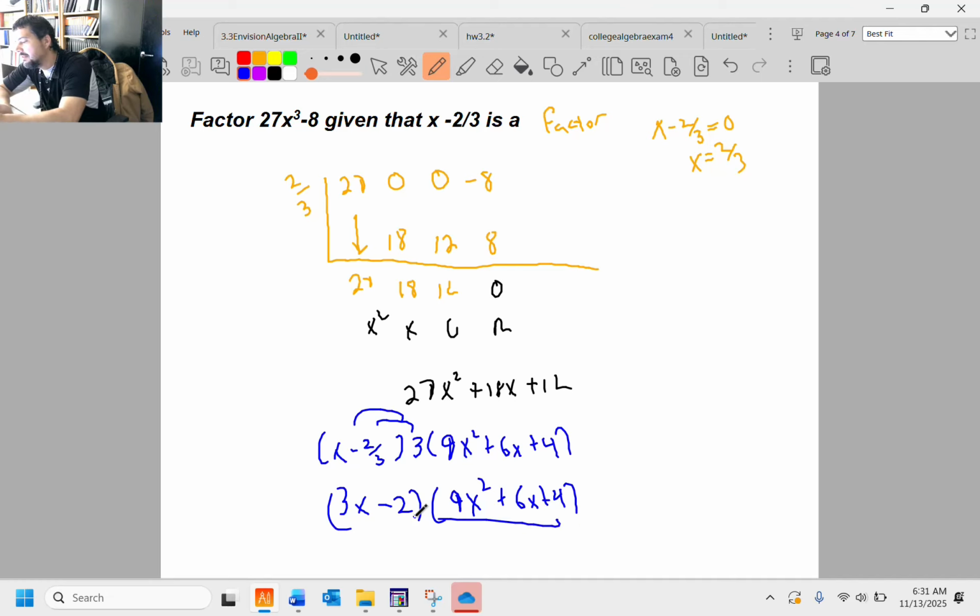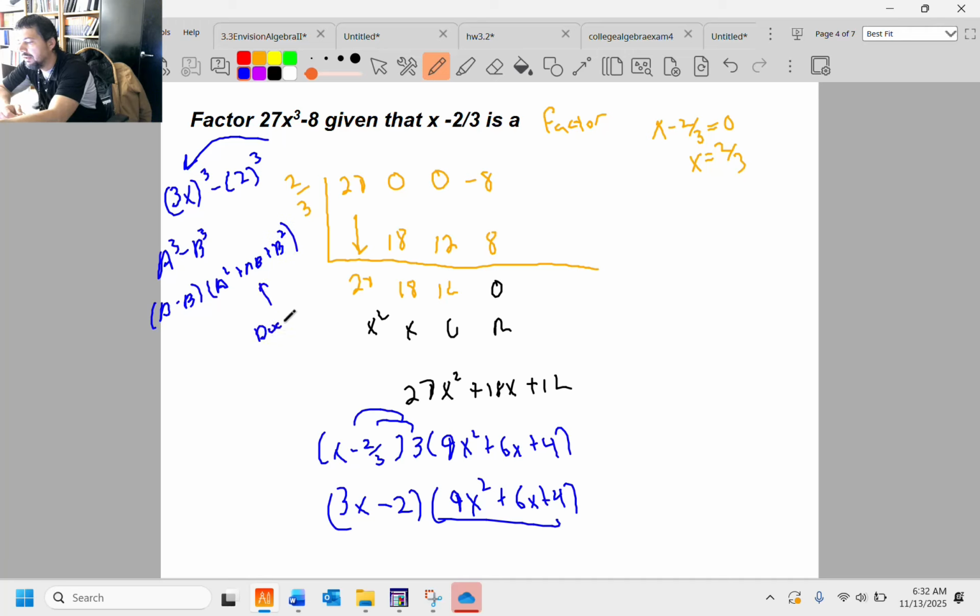This piece doesn't factor. And I doubt you remember yesterday, but this is a 3x that's cubed minus a 2 that's cubed. This is the a cubed minus b cubed pattern, which is a minus b times a squared plus ab plus b squared. And this piece does not factor, at least nicely, because everything there is imaginary. Now, we will do a lesson where we factor over the complex number system, but this is the complete correct factorization of this polynomial.